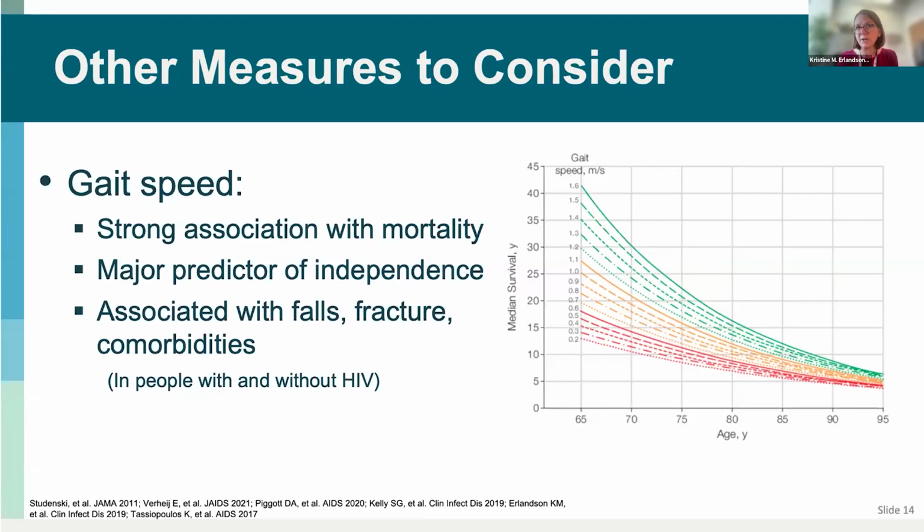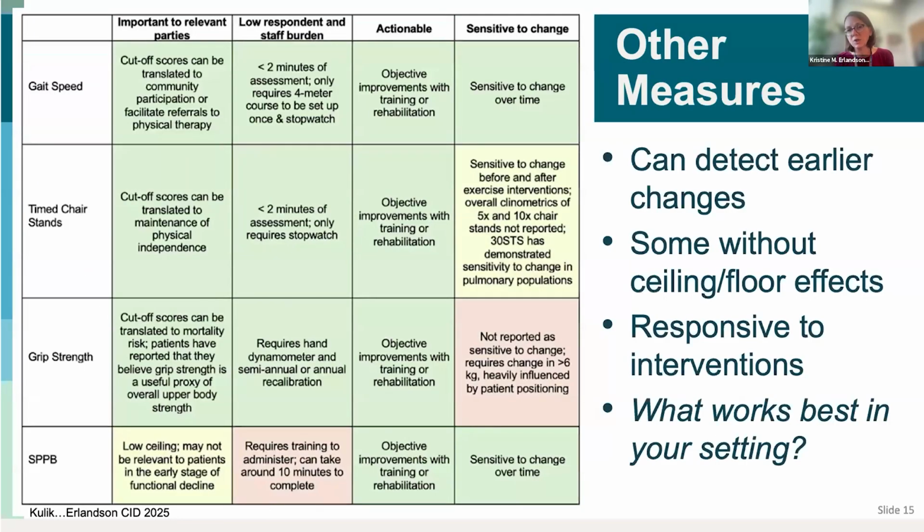Gait speed is a major predictor of independence. It's associated with falls, fractures, and different comorbidities, including cardiovascular disease and diabetes, both in people with HIV as well as in the general population. So we also looked at some of these measures. I showed this table earlier, but looking at some other measures that are potentially more pragmatic, that are just very brief assessments of physical function, many of which were included in the EACS guidelines.